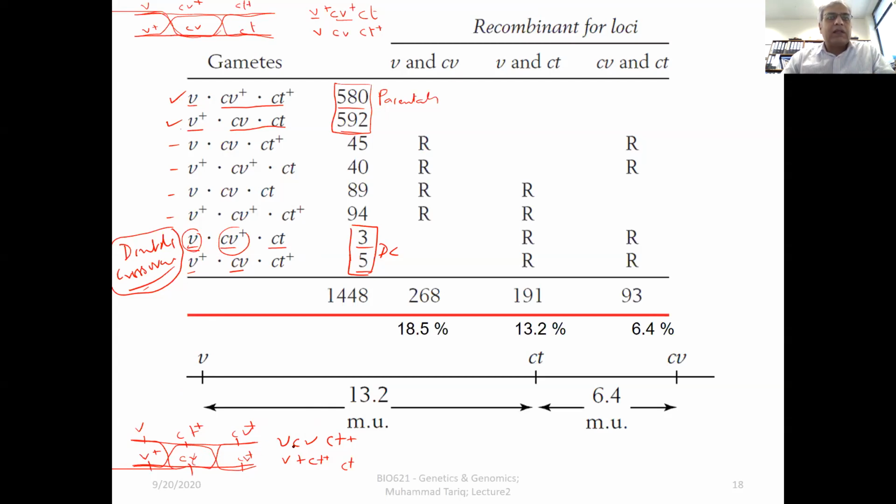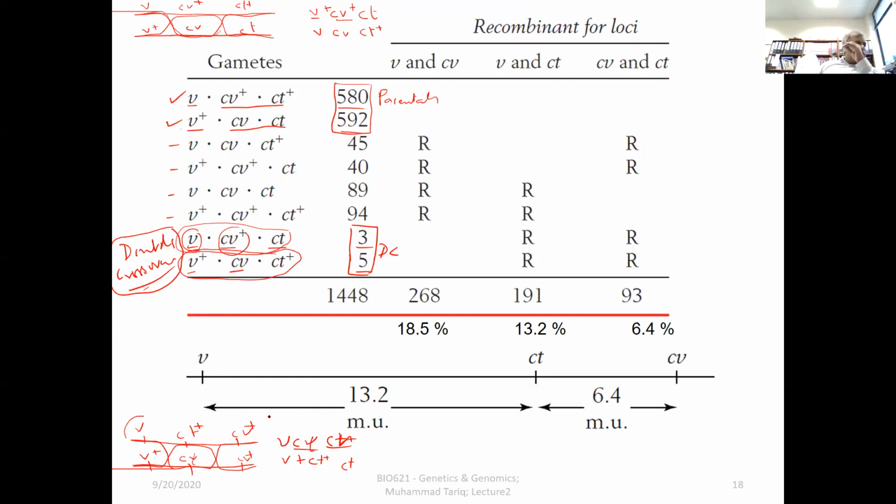So vermilion, this should be cut here, and vermilion cut and then CV plus, or this is CV plus. So vermilion, cut minus and CV plus. So it means this order is correct. Cut is in the middle because the gametic combination of double crossovers is giving us the right combinations if this is what we assume.